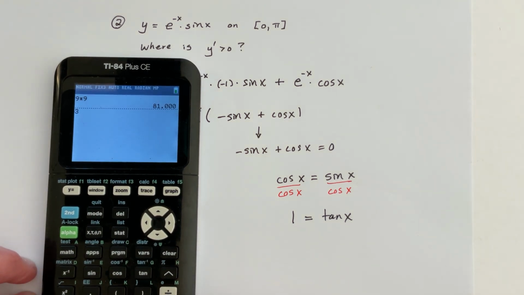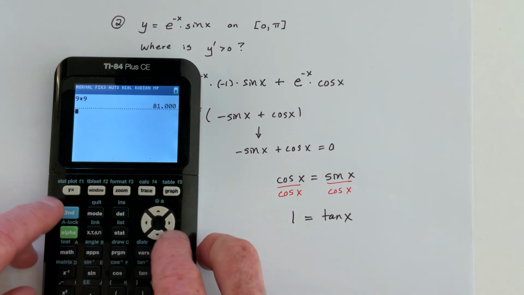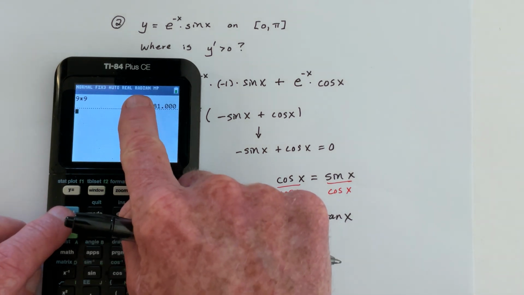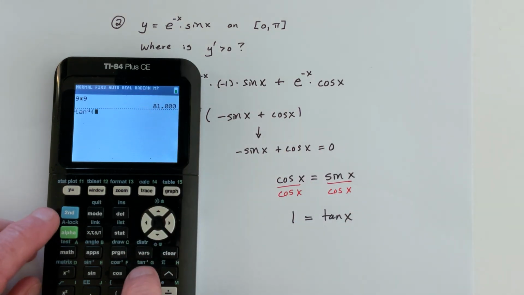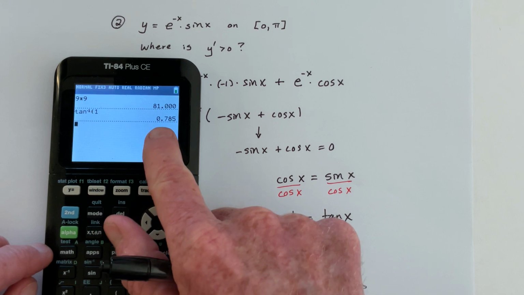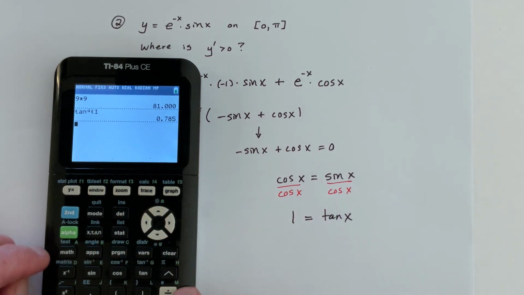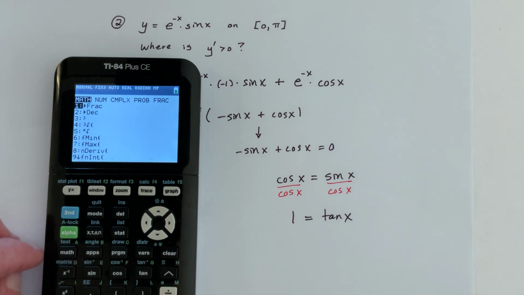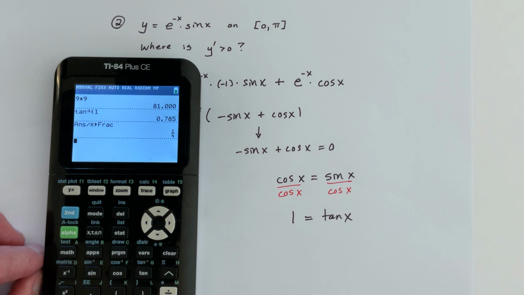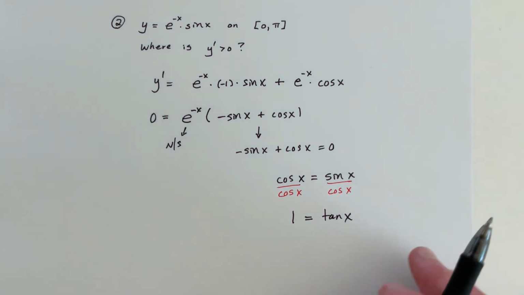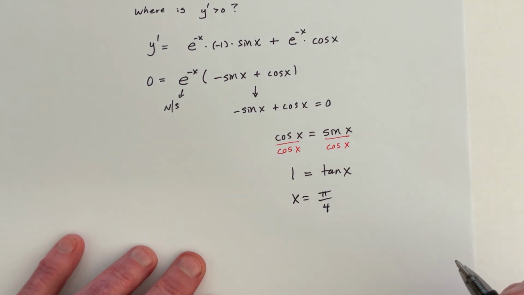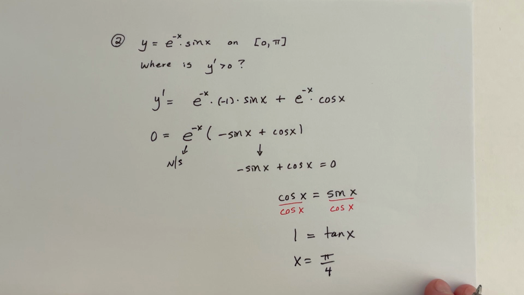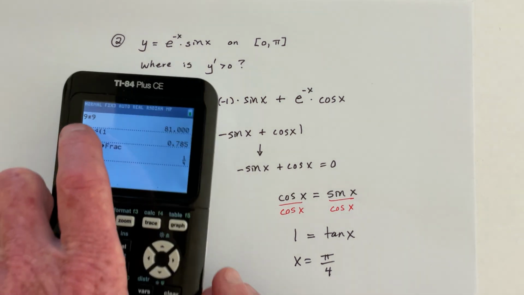So you can take tangent inverse. First of all, make sure it's in radians. Take tangent inverse of 1, and that looks like pi over 4. If you're not sure, you can divide that by pi and go to math and tell me what fraction that is. So that means that it's 1/4 of pi. So x equals pi over 4. And now let's see, is there going to be more than one answer?